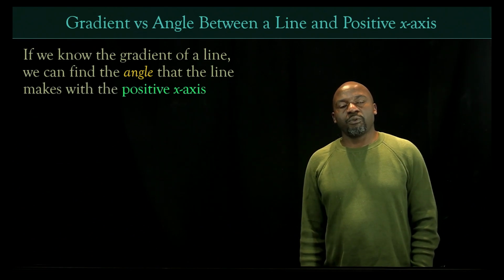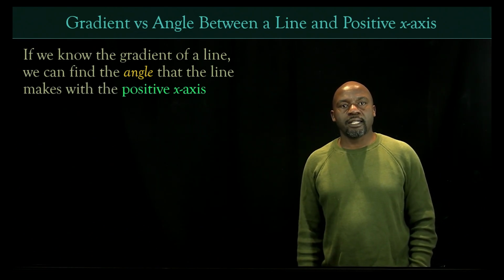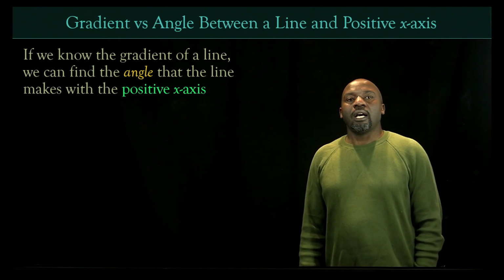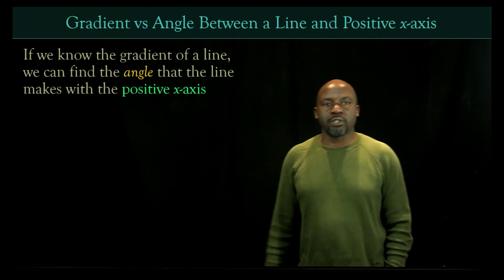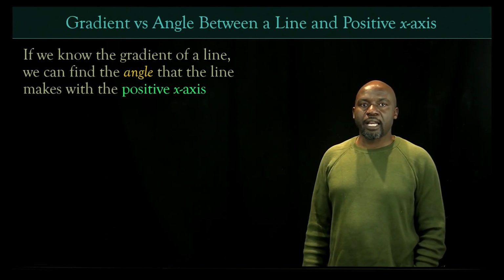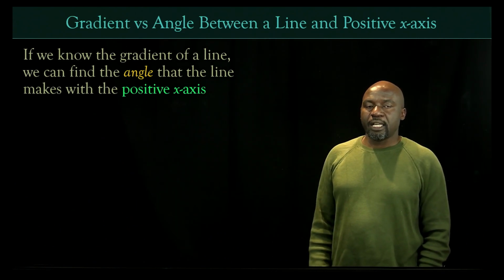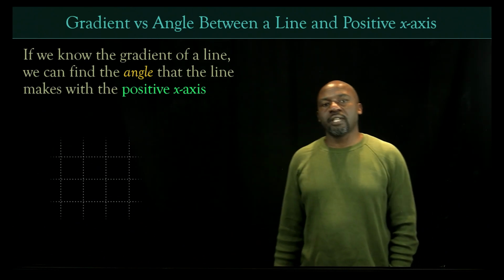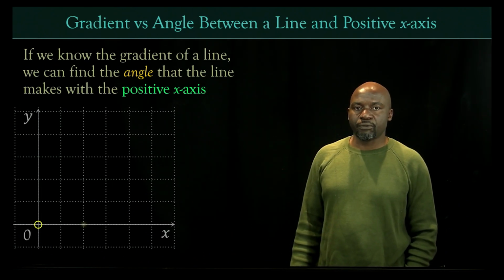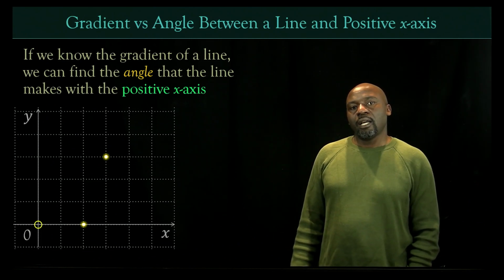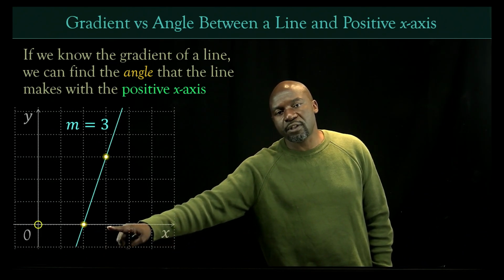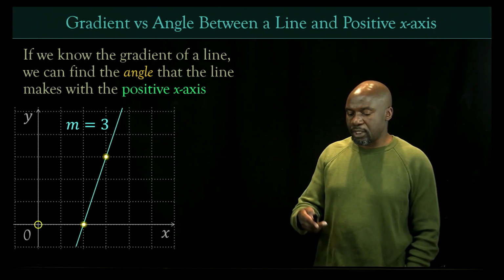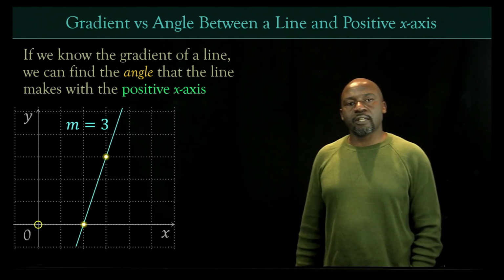Finally, before we look at your understanding of what we've discussed, I want us to talk about the angle that a line makes with the positive x direction. If we know the gradient of a line, then it is very easy to find the angle that it makes with the positive x direction. For example, here is a line. That line there has a gradient of 3. Clearly, one step in the x direction results in positive 3 steps in the y direction. So the gradient of this line is 3.